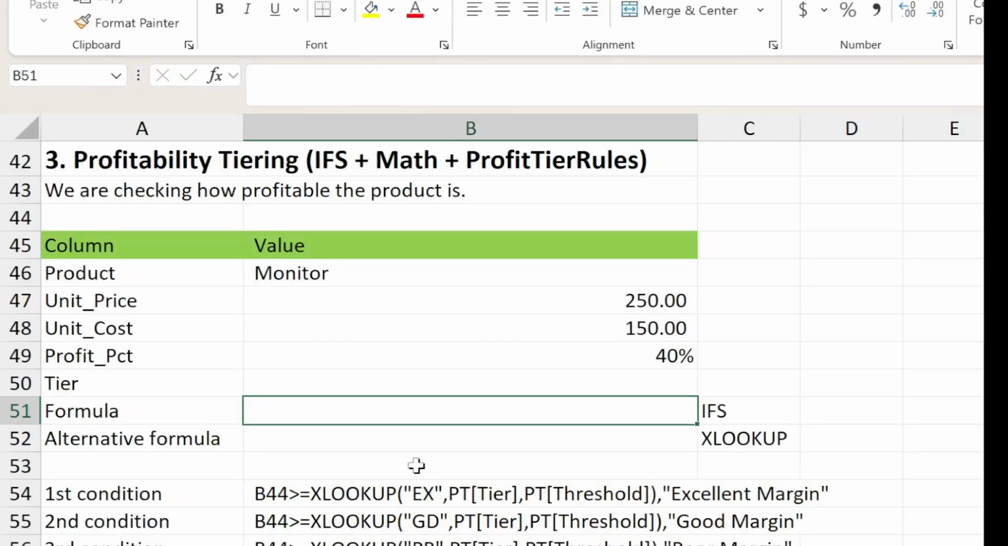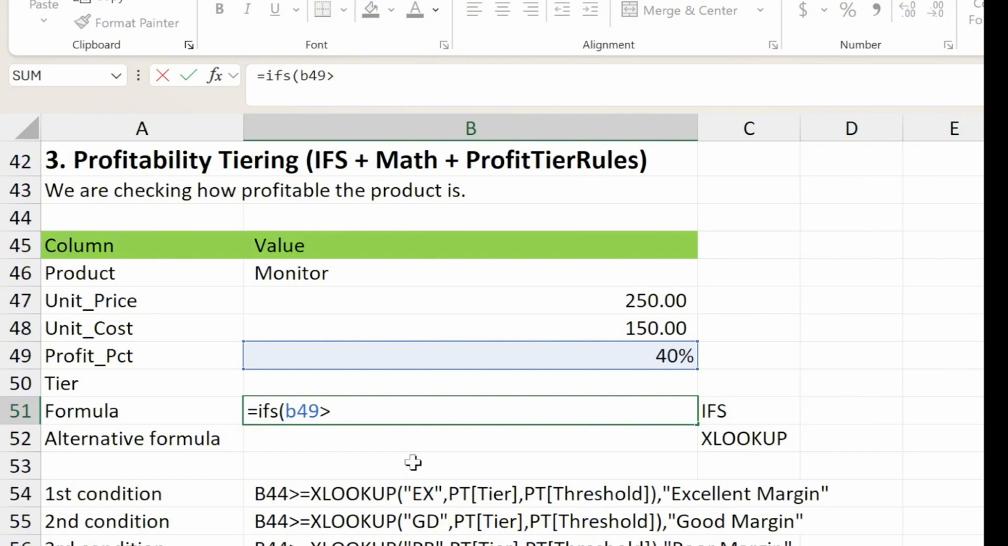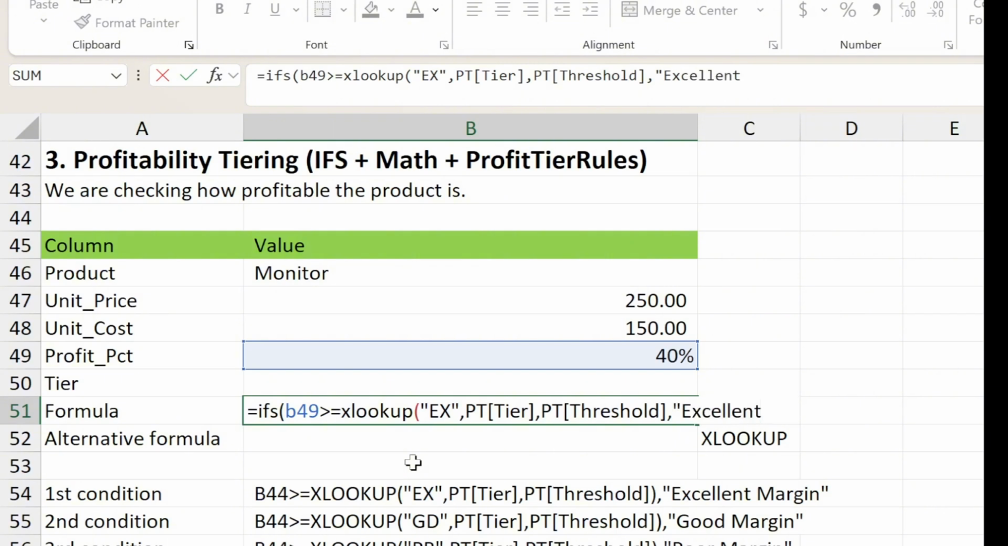Let us move to the final example which demonstrates profitability tiering using IFS. The learning objective is to understand how IFS can classify results based on sequential conditions. Let us look at the formula structure. IFS is written as IFS followed by condition 1, comma, result 1, then condition 2, comma, result 2, and so on. Excel checks each condition in order.